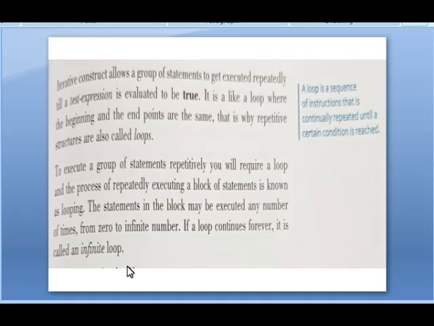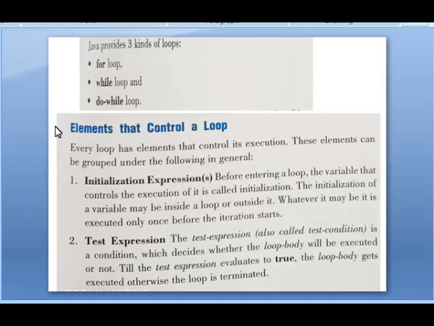So if a loop is repeated till the condition is true, that is an iterative loop. If the condition is never going to finish, that is from 0 to infinite number, it is called an infinite loop. Java provides three kinds of loops, that is for loop, while loop and do while loop.